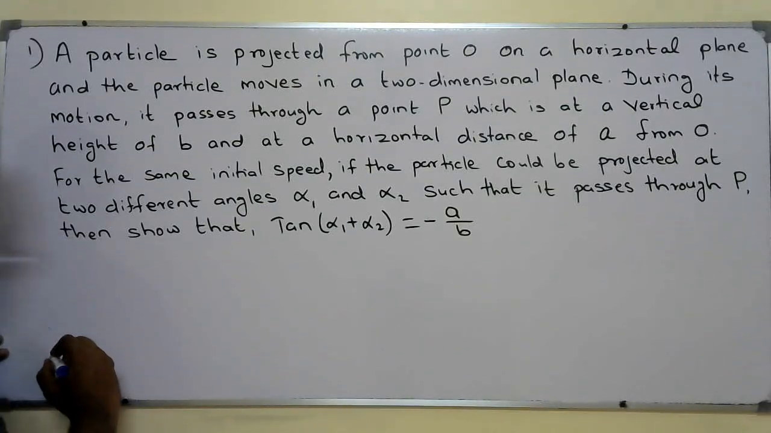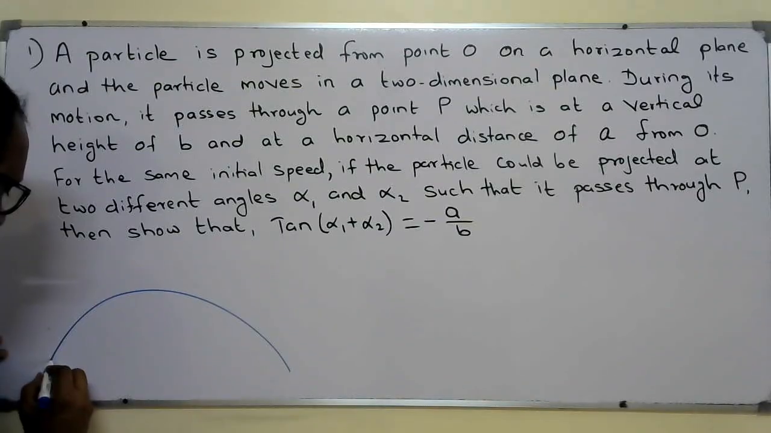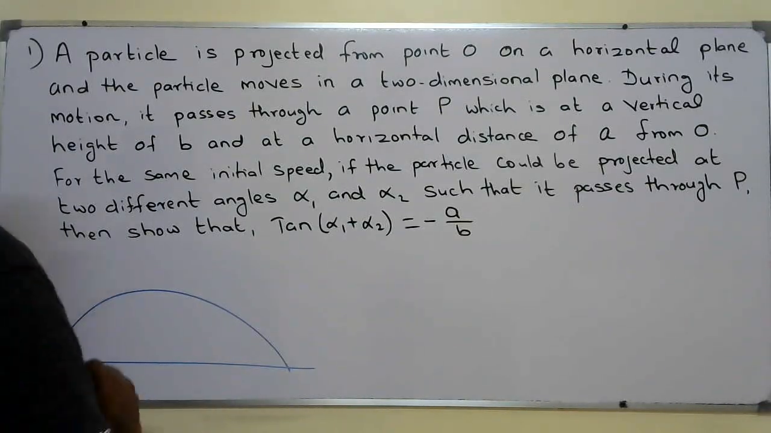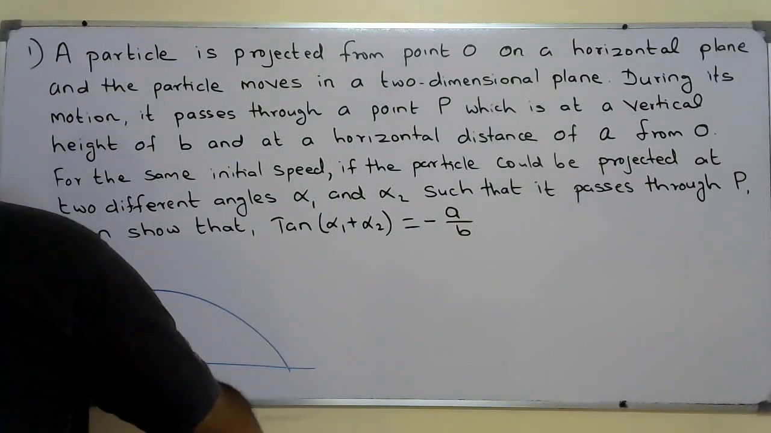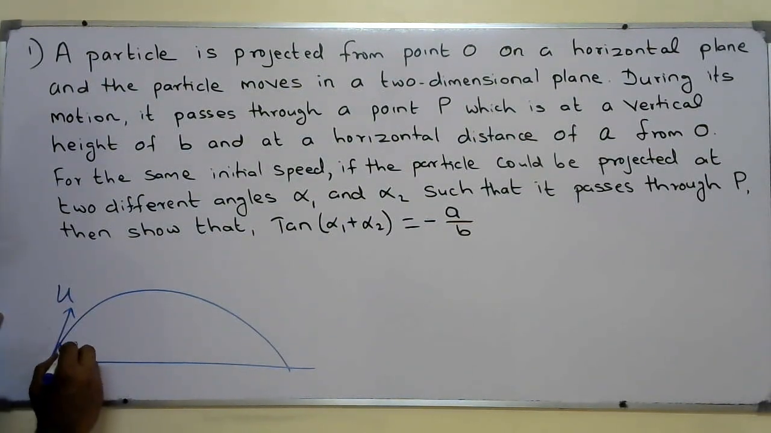This is the projectile. So, we just sketch the diagram. Okay, so this is the point O. It was projected from O, but the initial speed is not given. I'll just take the initial speed U at an angle alpha.